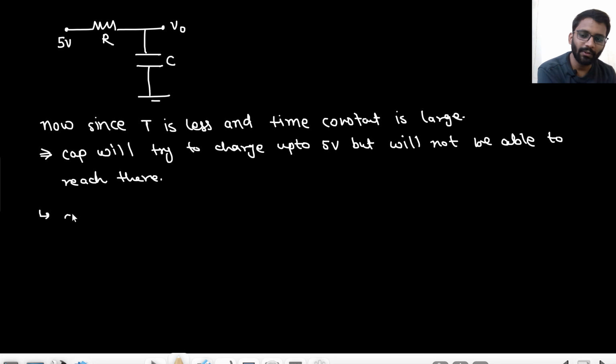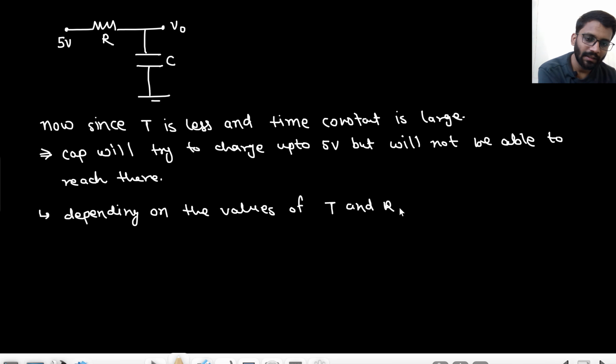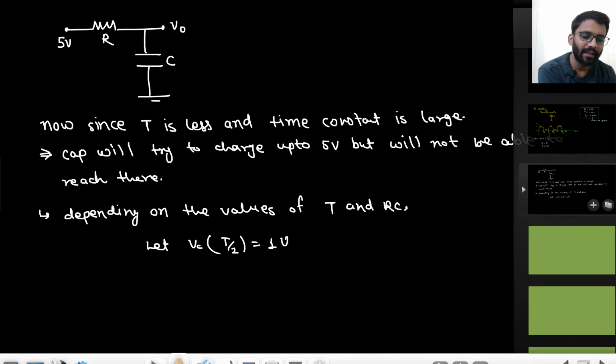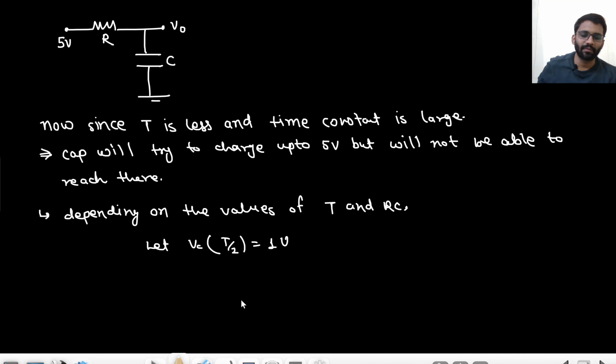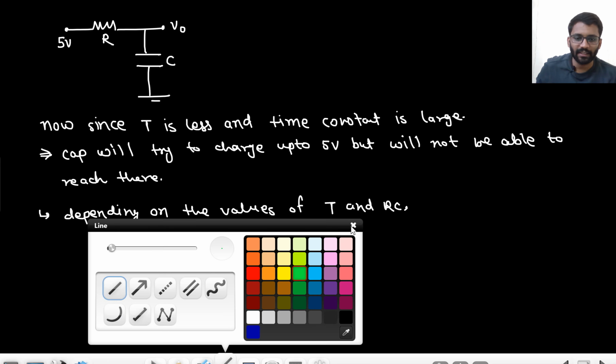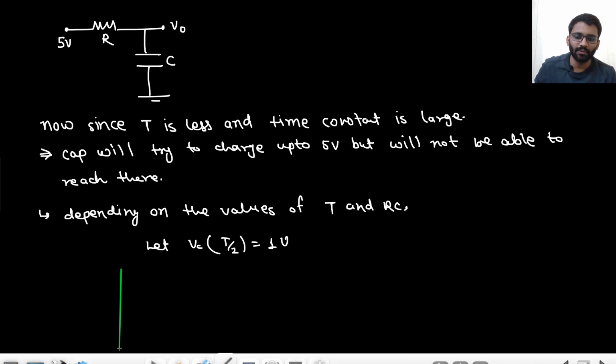Now depending on the values of T and RC, let VC(T by 2) be 1 volt. Although we calculated in the previous analysis that VC(T by 2) is 1.1 volt, let's just assume it is 1 volt. So the capacitor started to charge, but it didn't get charged to the complete 5 volt. It is charged to 1 volt only.